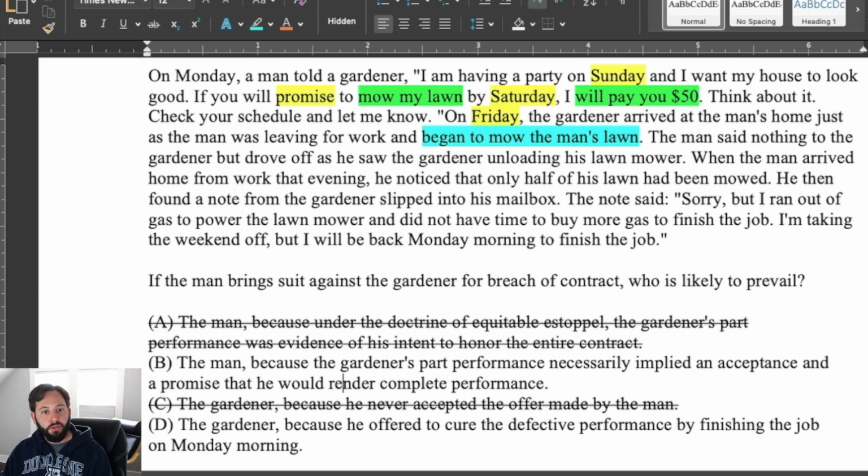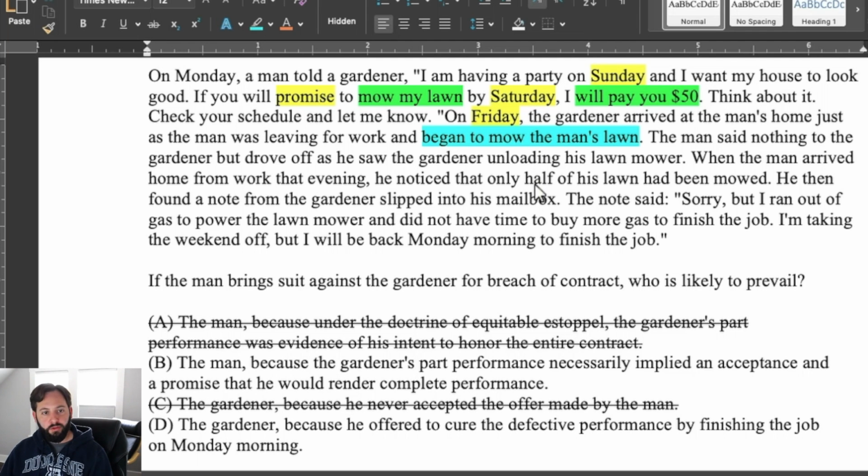The gardener offered to cure the defective performance by finishing the job on Monday. Well, even without going back to the rules of contract law, and we could look at Sections 241 and 242 on material breach versus substantial performance, and on total breach versus partial breach, and on repudiation, we could also just use some common sense here. This was a contract with time of the essence. Let's go back to those yellow highlights. I need the lawn mowed by Saturday for a party on Sunday.